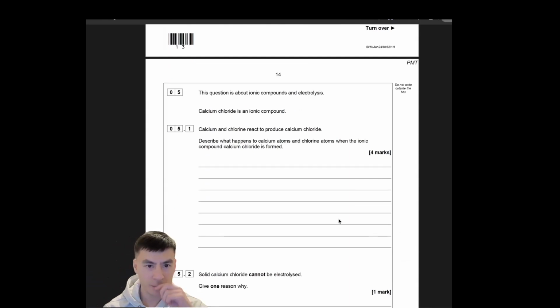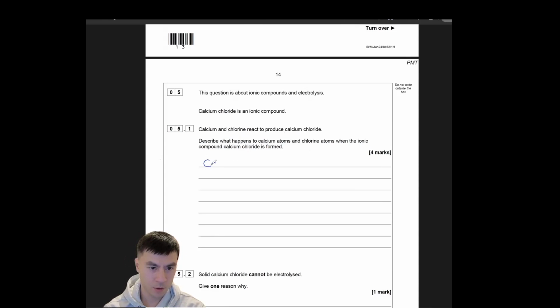All right, question 5. This question is about ionic compounds and electrolysis. Calcium chloride is an ionic compound. Calcium and chlorine react to produce calcium chloride. Describe what happens to calcium atoms and chlorine atoms when the ionic compound calcium chloride is formed.